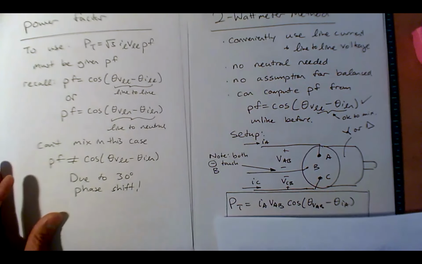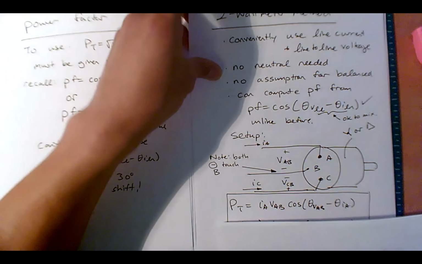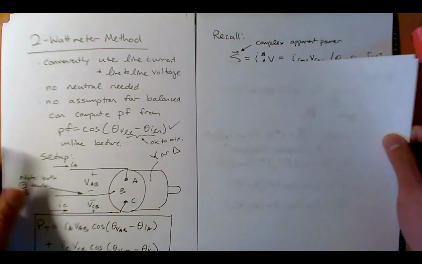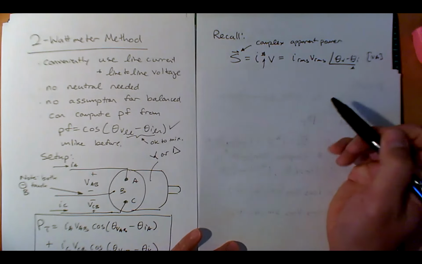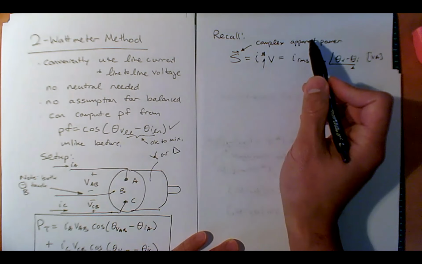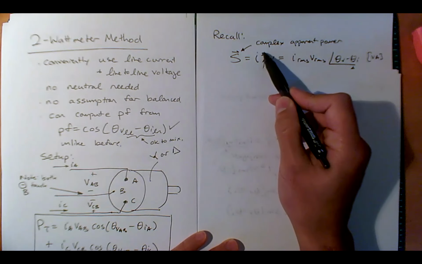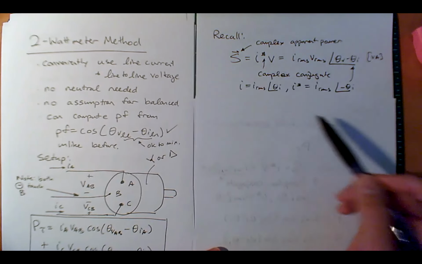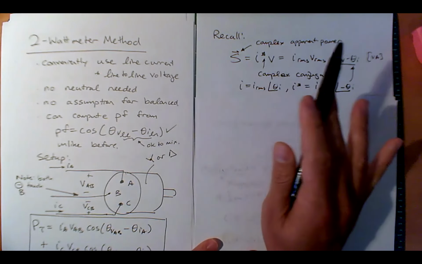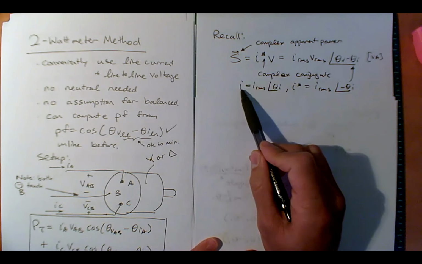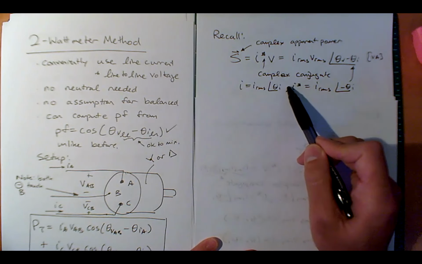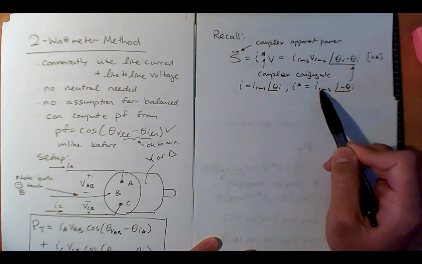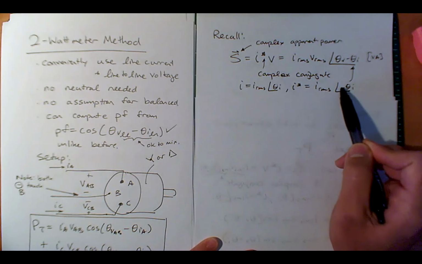Now, what I want to do is show you why that works, and we're going to have to do a little bit of a review. You've seen this before in your previous classes, but let's review it again. Remember, the complex power is just I times V with this complex conjugate. Well, maybe you forgot what the complex conjugate was. The complex conjugate is dirt simple. If you have a phasor I, with the magnitude and the phase, the complex conjugate is just the magnitude of I, the RMS, and the negative of the phase. All you're doing is putting a negative there.